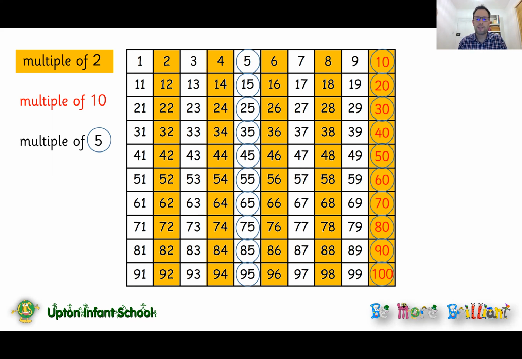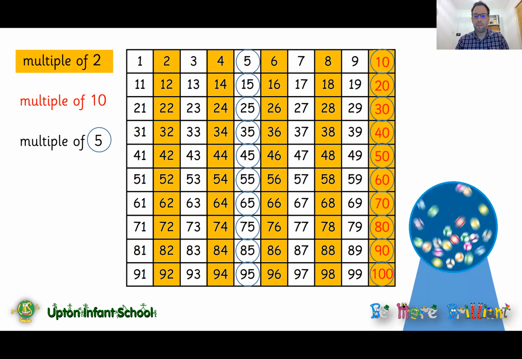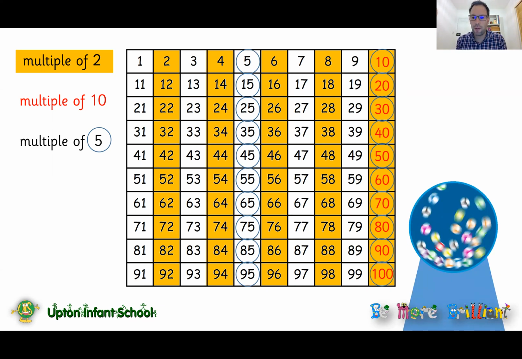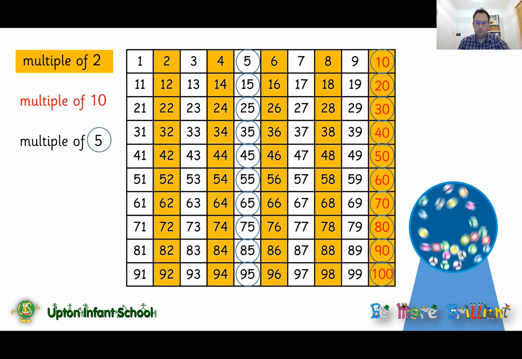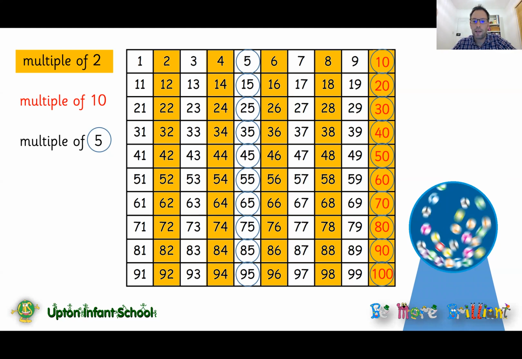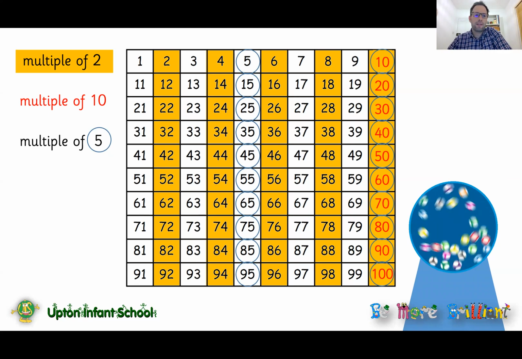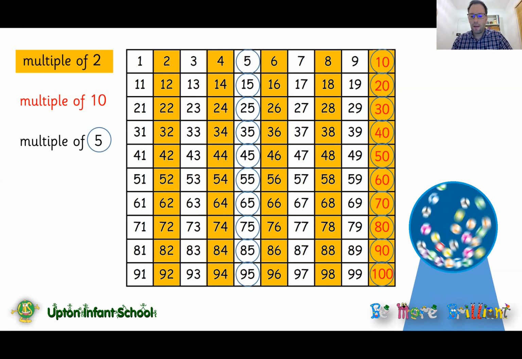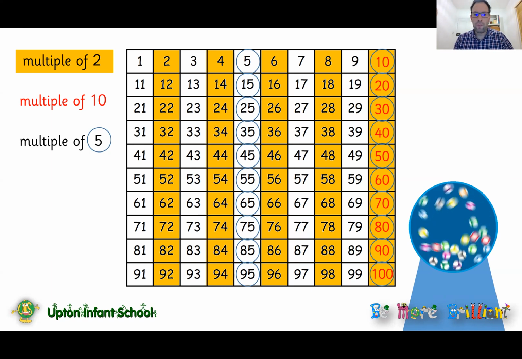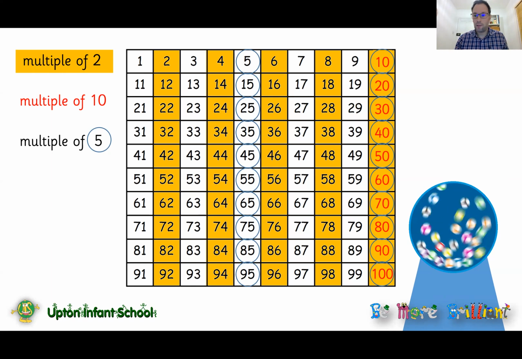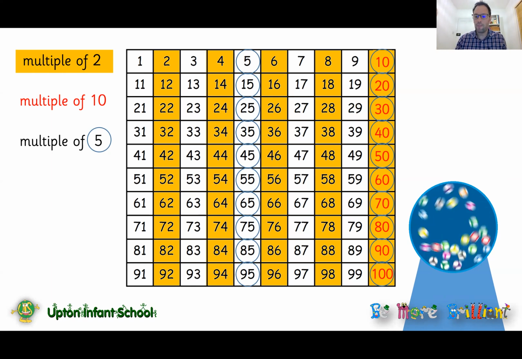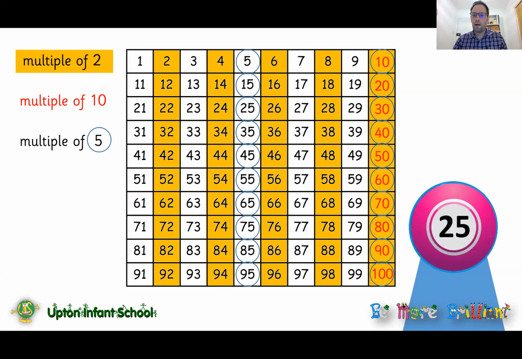Now, let's just see. I'm going to use my lottery machine. Let me just get that. There it is. I'm going to use my lottery machine to find some random numbers, and what we are going to do is see if we can then together work out if it's in the 2 times table, the 10 times table, or the 5 times table. Maybe it's in all of them, maybe it's in none of them. Okay, let's have our first number.